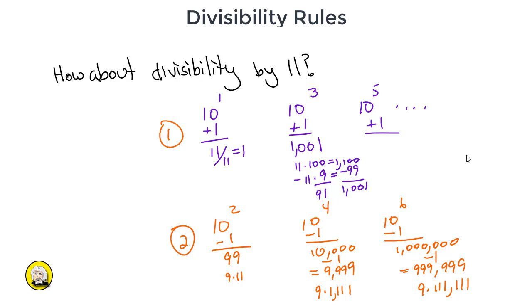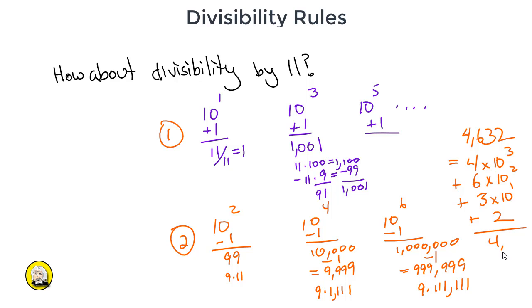In the case of even exponents minus 1, all numbers are divisible by 11. So let's go back and look at an example. Say we've got 4,632. And for 4,632, I can restate that as 4 times 10 to the third, or 4,000, plus 6 times 10 squared, as we saw before, 600, plus 3 times 10 to the 1, which is 30, plus our 2. And that essentially is our result of 4,632.